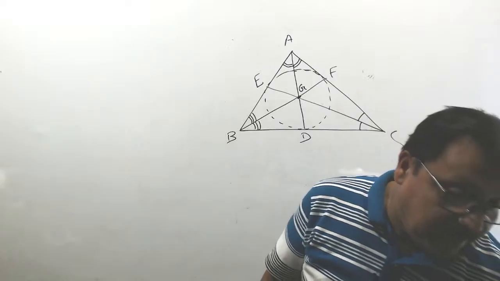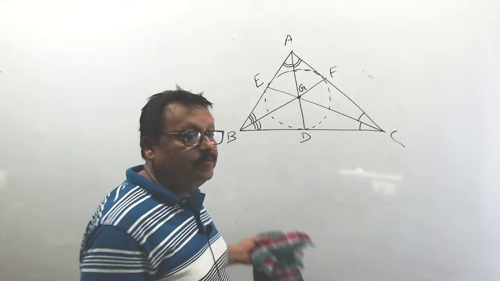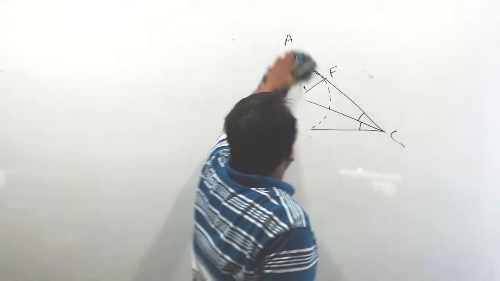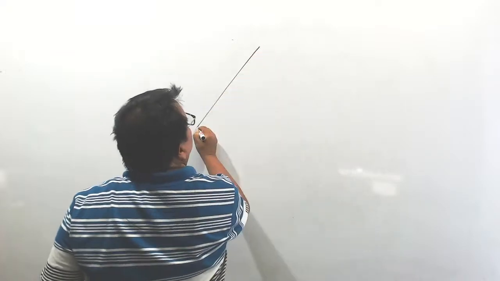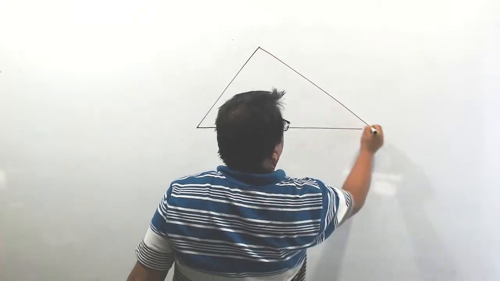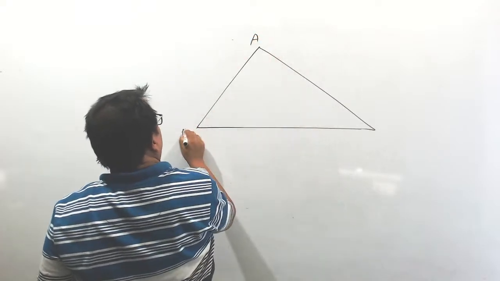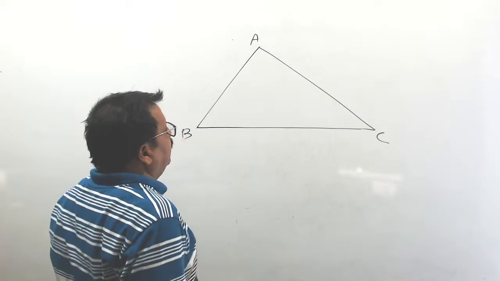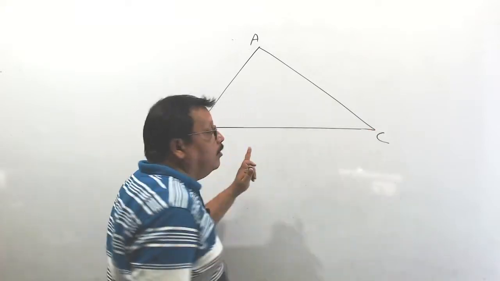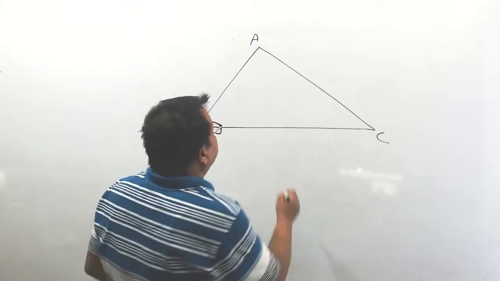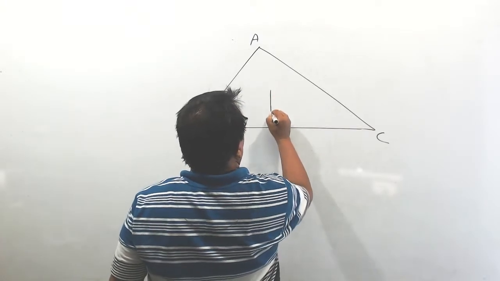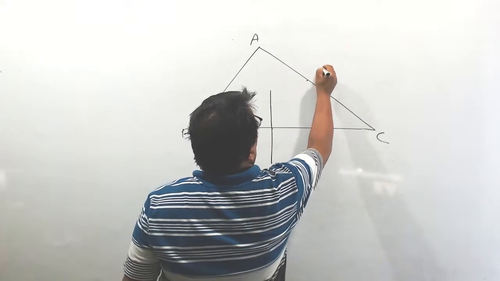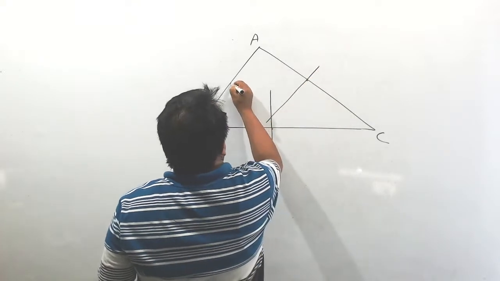This also is more interesting. First draw a triangle ABC. Okay. Now the perpendicular bisector of each side. Perpendicular bisector. Okay. Perpendicular bisector. Perpendicular bisector.